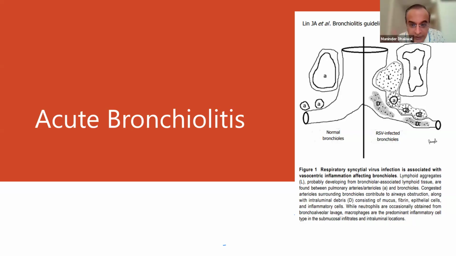So there's no point in bombarding the child who has mild to moderate bronchiolitis with steroids and bronchodilators just because the child has rhonchi. The rhonchi over here is not due to bronchospasm. It is due to the clogging of the smaller airways, not due to hyperreactivity, not due to an eosinophilic response.